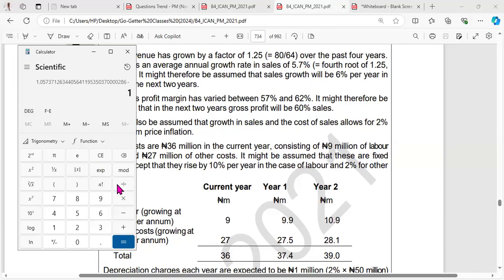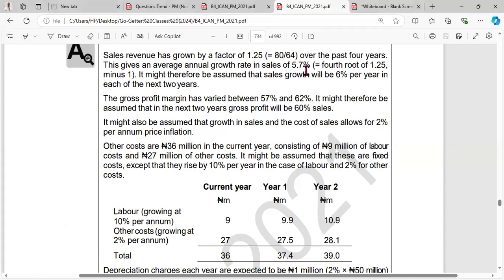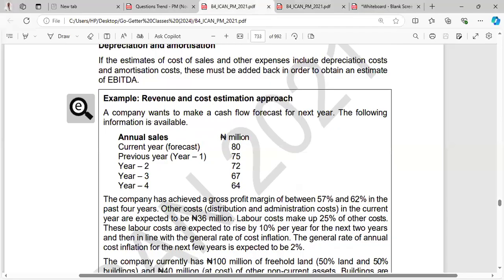This is the 5.7%. If you multiply this by 100, it is 5.7. That's what it's saying here. So it might be a good thing to assume that sales has grown by 6% a year in each of the 2 years. What it means here is that between 64 to 67, sales has grown by 6%, or like 5.7.